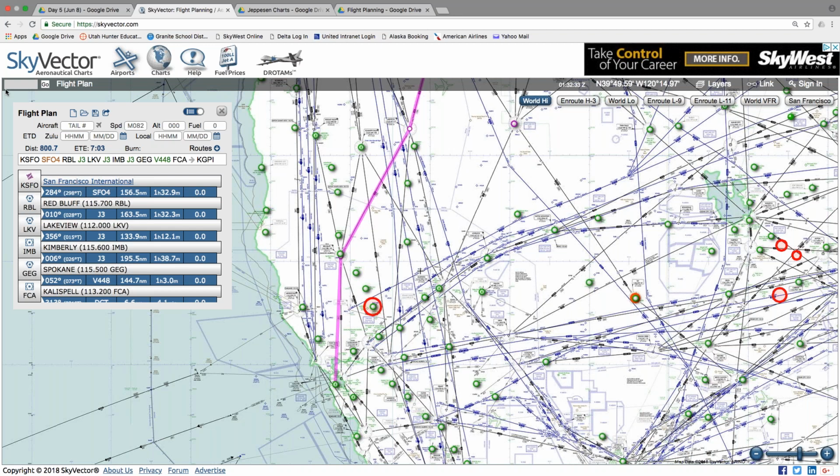So we know from our top of climb to Lakeview VOR, that is a total of 156.3 miles. Okay. From Lakeview to Kimberly VOR, that's 133.9.